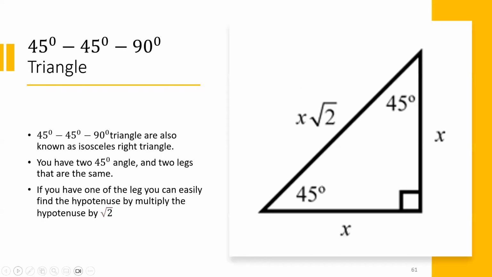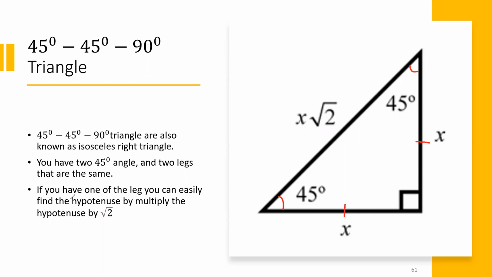So first, let's talk about the 45, 45, 90 triangle. On the image on the right, that is a 45, 45, 90 triangle. It is also known as an isosceles triangle because within an isosceles triangle, the two sides are the same. So this side is congruent with this side, and the reason why is because these angles are the same. If you have two congruent angles, you have two congruent side lengths. You have two 45 angles and two legs that are the same.